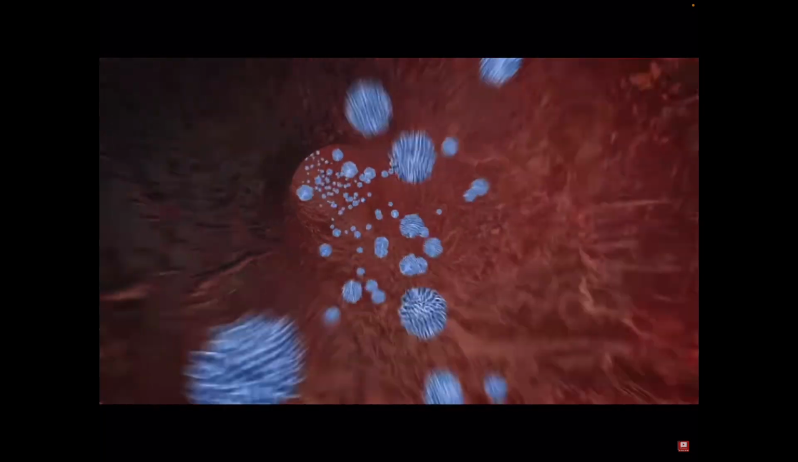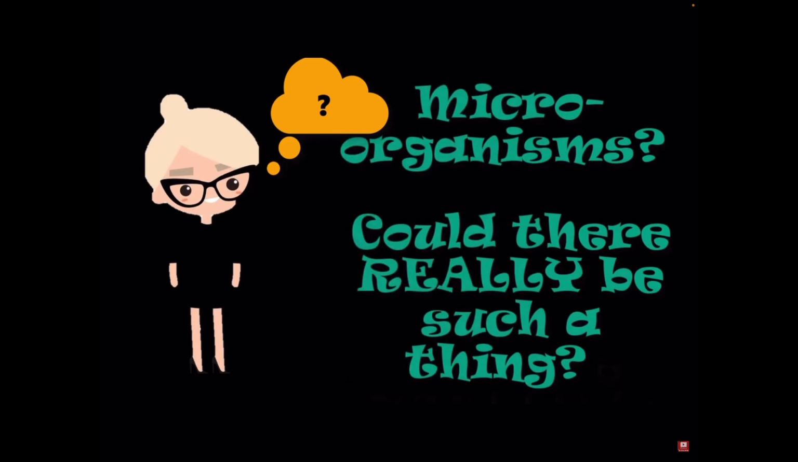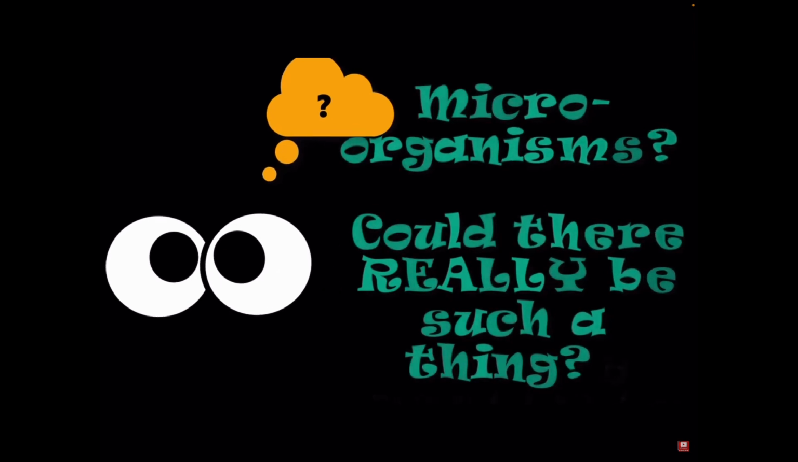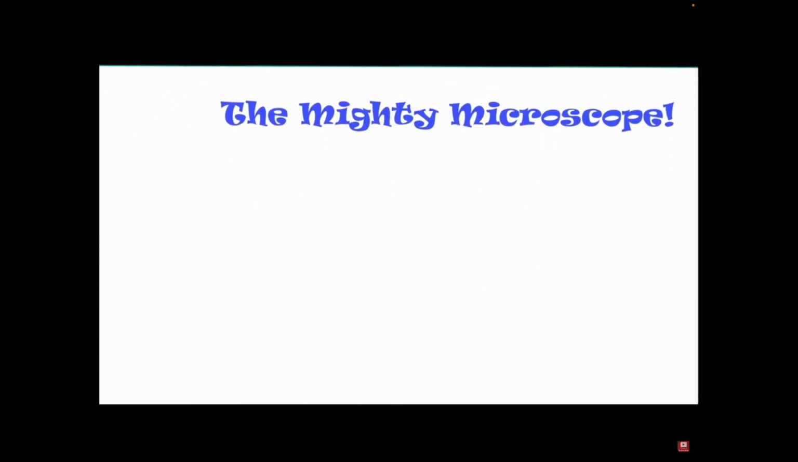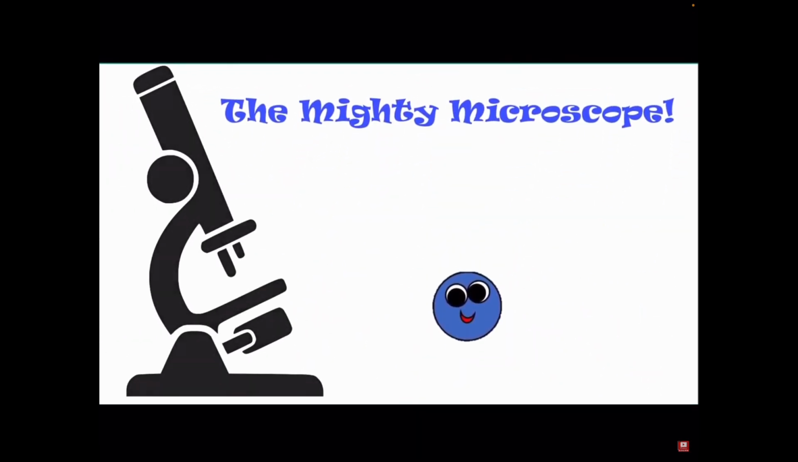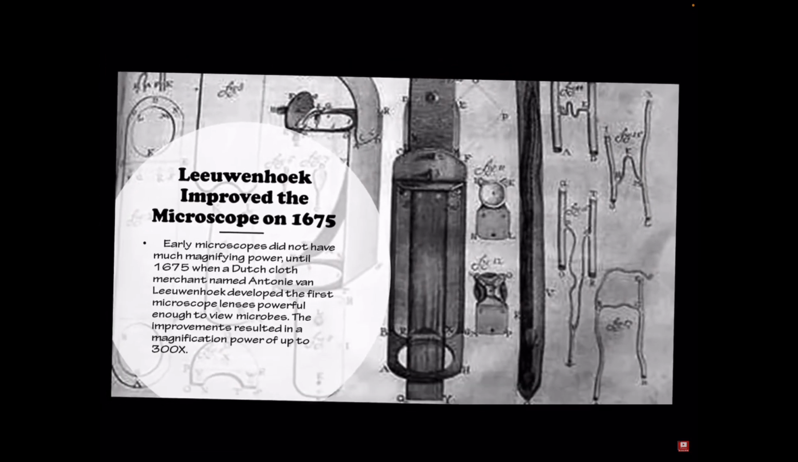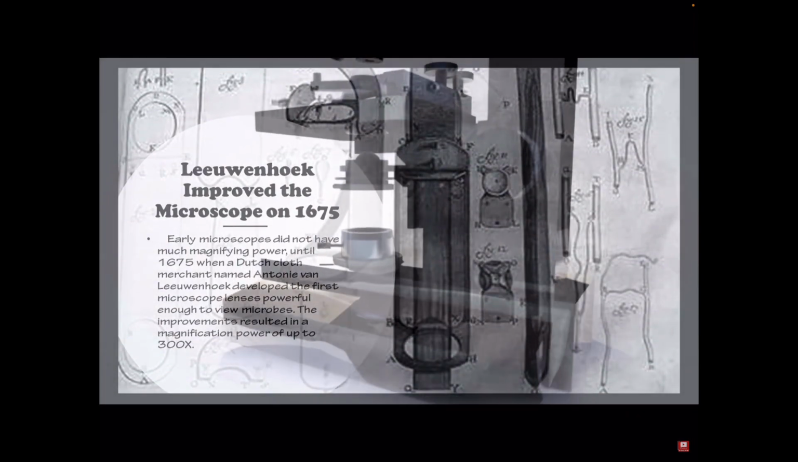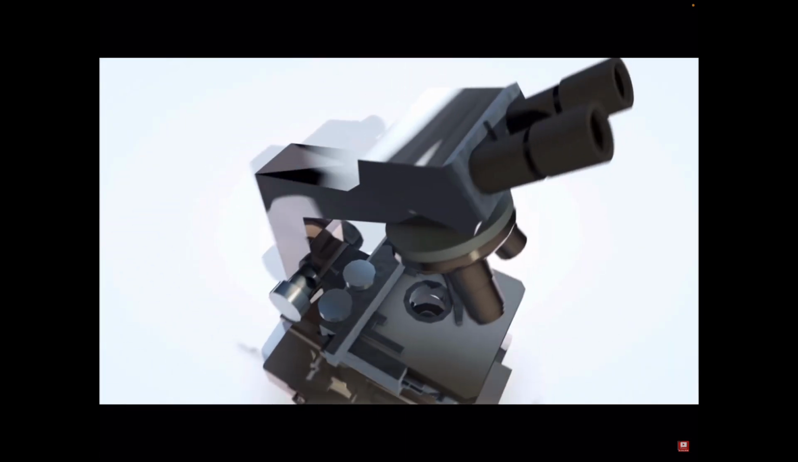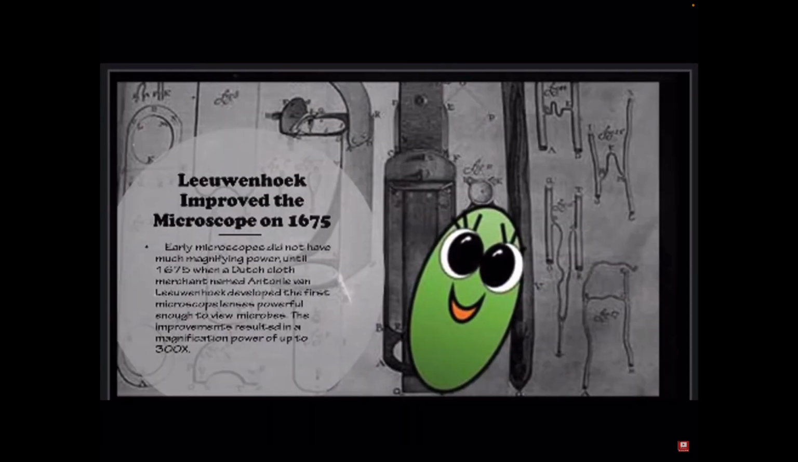Before this time, microorganisms were hypothesized, but never actually observed. Many people were resistant to the idea that something could exist that was actually too small to be seen with the naked eye. It was not until the invention of the microscope that this micro world was able to be observed. Early microscopes did not have much magnifying power until 1675, when Anton van Leeuwenhoek developed the first microscopic lenses powerful enough to observe these microorganisms. These improvements resulted in a magnification of up to 300x.